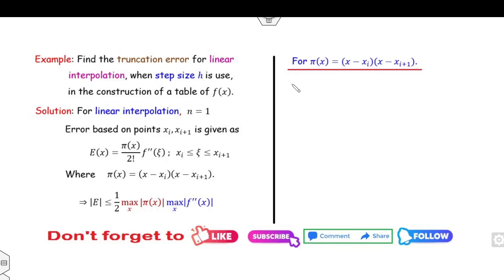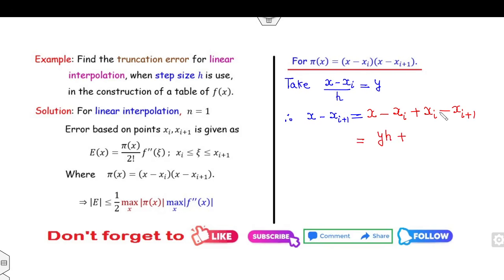Fine. Now because fx is unknown to you, I can simply take fx to be a number. So let's start with this case. I can simply take x minus xi divided by h, for example say y. So can you find the number of x minus xi plus 1? I can add and subtract xi in this equation. Fine. What is the answer of this? X minus xi is my y of h. This number is my minus of h. So I can write this part as y minus 1 into h.